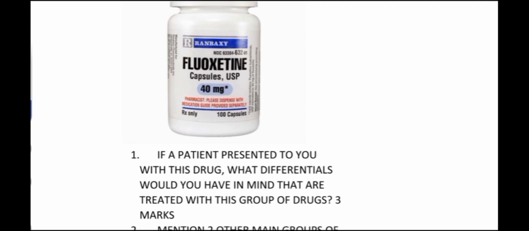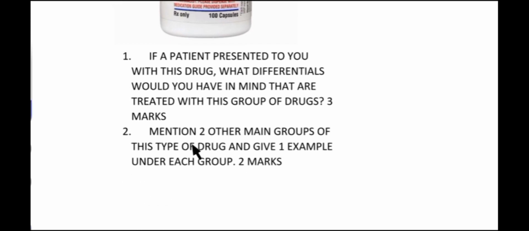So when you see a patient using this drug or presented with this drug, of course, it is going to give you that probably this patient is having depression or maybe OCD, bulimia nervosa, panic disorder, or generalized anxiety disorder. So the main use of this drug or the antidepressants is for depression. Okay, but others, OCD, as well as others that I have mentioned. Then we go to question 2. Question 2, mention 2 other main groups of this type of drug and give one example under each group. So which means mention 2 other classes of antidepressants.